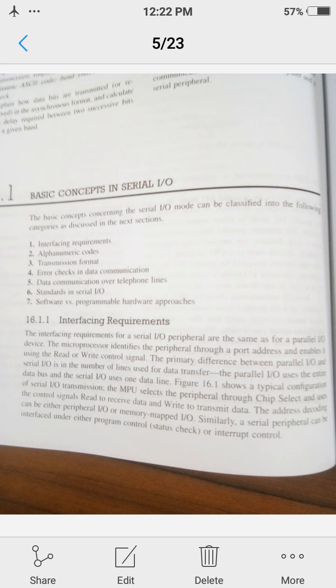And there are various questions about this serial IO mode. The common questions regarding this: in serial IO, how does the microprocessor unit identify a peripheral, and what are the conditions of data transfer, unconditional, or using the status check, or using the interrupt? Now the next question arises: what are the codes for the alphanumeric data, or what are the requirements of transmission, that is synchronization, speed, error check, etc.